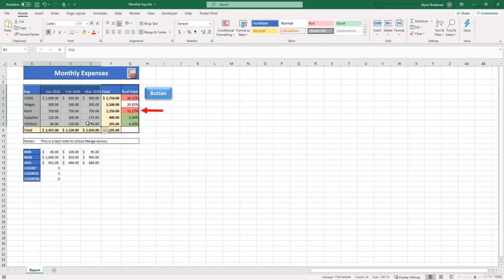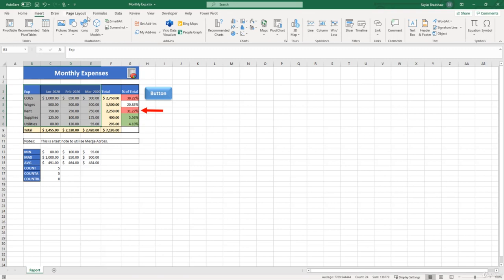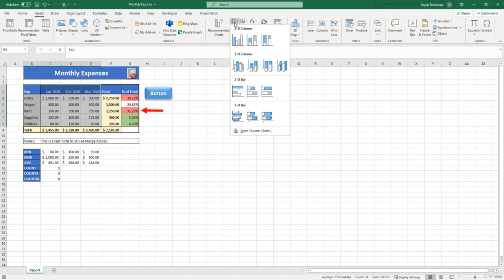Now once we have our data selected, we need to go to the Insert tab, and within the Charts group, I'm going to insert one of the most commonly used chart types, which is the clustered column chart. So I'm going to come up here to the column chart and select the 2D column chart.